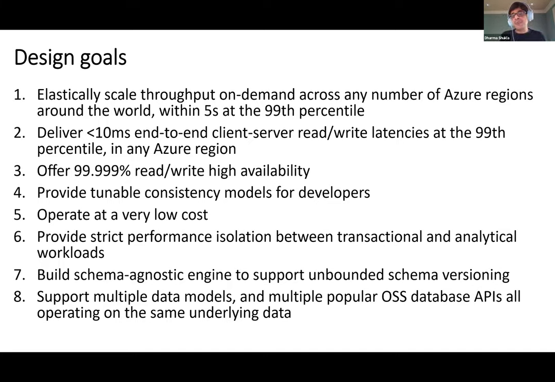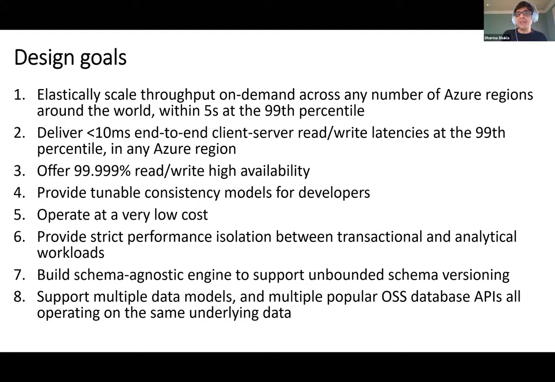The other thing was that we wanted to deliver stringent SLAs on latency for reads and writes at P99 anywhere in the world. And so that meant that we had to navigate the CAP theorem, and that meant we had to make sure that we can offer pragmatic consistency choices to trade off latency, availability, and consistency.